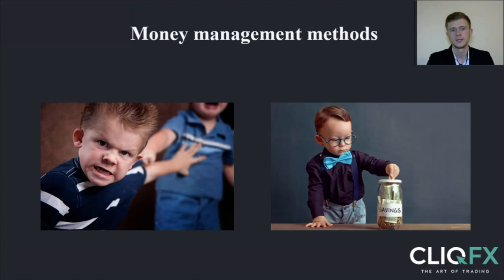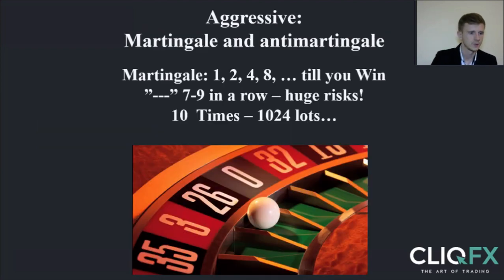So we have 2 groups of money management methods. First one is aggressive, as you can see, and second one is conservative. Let's speak about them, and let's start from the aggressive one. There are two types of aggressive methods of money management: Martingale, and the second one is anti-Martingale.